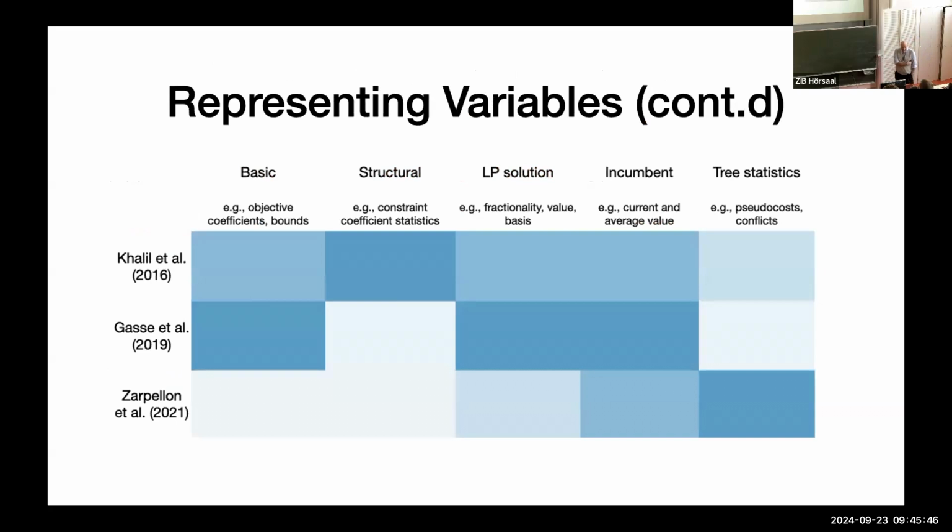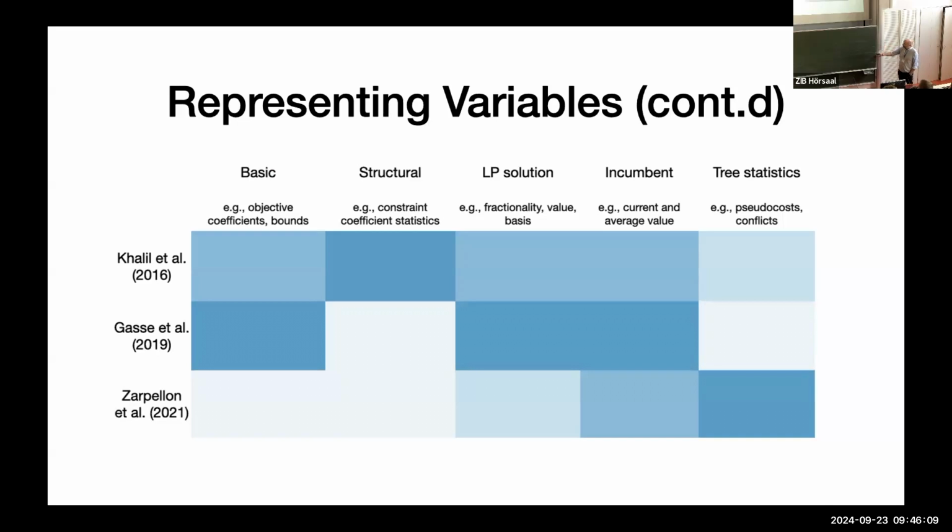So this representation depends on the information, and the three papers, it tells you where, so the lighter, the stronger the blue is. Here there is a very light blue, it's not white. It tells you how much this representation is actually tailored to that particular group of information, for example, objective coefficient and bounds, structural information about constraint coefficient statistics, LP solution, incumbent solution, tree statistics.